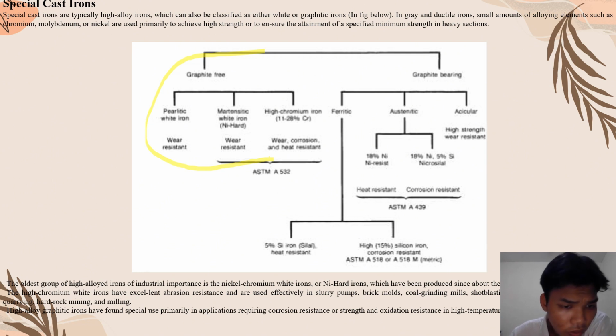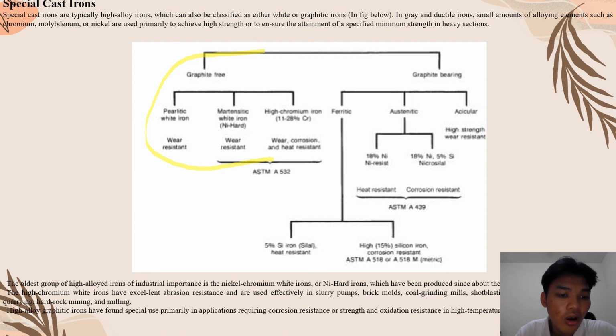The oldest group of high alloyed irons of industrial importance is the nickel-chromium white irons, or Ni-Hard irons, which have been produced since about the 1930s. The high chromium white irons have excellent abrasion resistance and are used effectively in slurry pumps, big mill liners called grinding mills, and equipment and components for quarrying, hard rock mining, and milling.